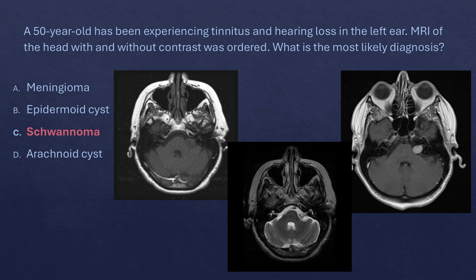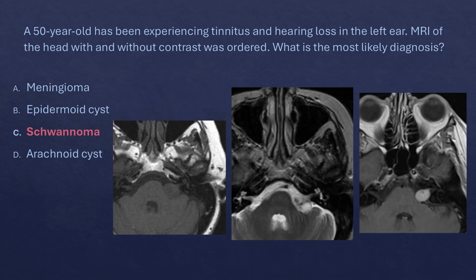We are given 3 axial images at the level of the cerebellopontine angle. There is a T1 pre-contrast image, a T2 image, and a T1 post-contrast image. The images demonstrate a T1 hypointense and T2 hyperintense lesion in the left cerebellopontine angle with avid enhancement. The intense enhancement rules out both epidermoid and arachnoid cysts, as they do not typically enhance.